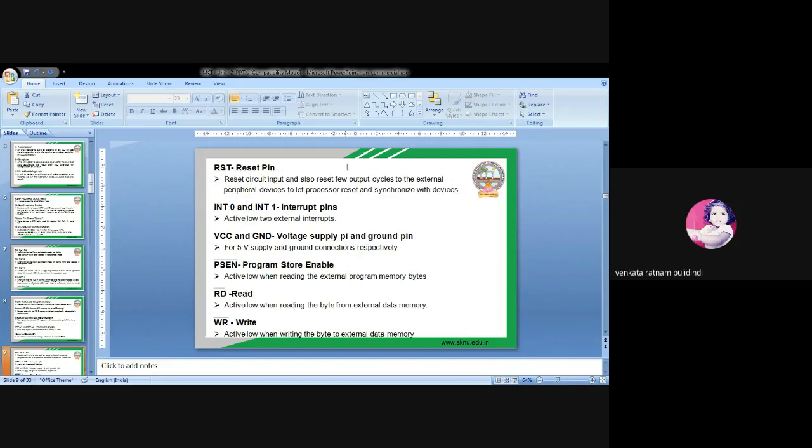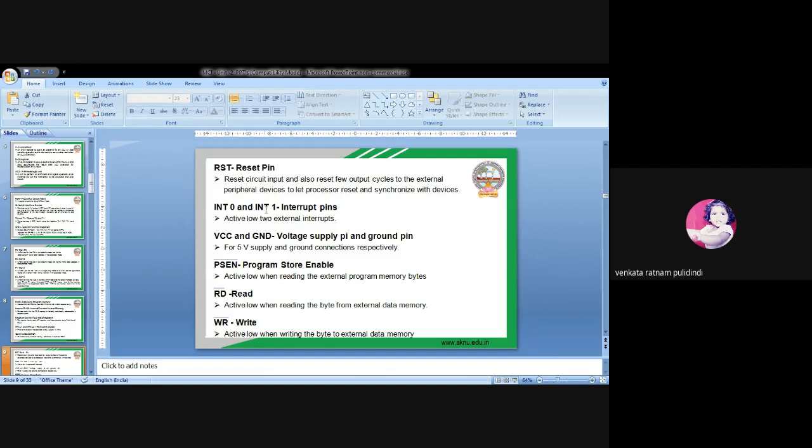Now here we use another pin, that is RST, the reset pin. The reset circuit inputs, and also resets a few output cycles to the external peripheral devices, to let the processor reset and synchronize with the devices. Sometimes we need to reset some devices, so therefore we use the RST line, that is the reset pin.